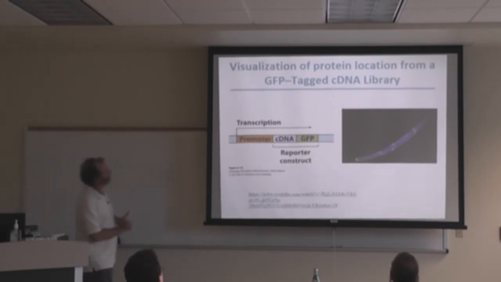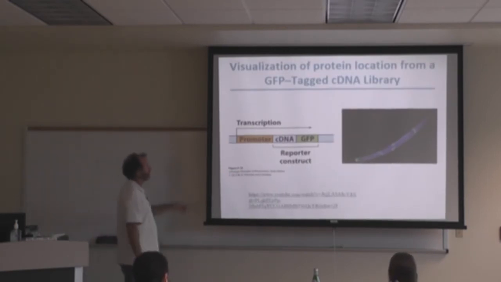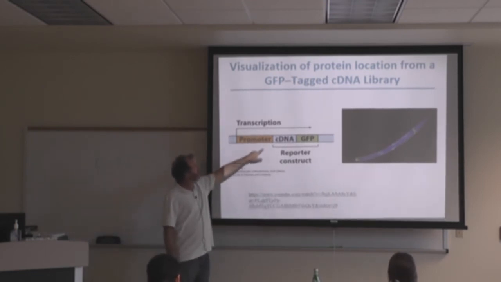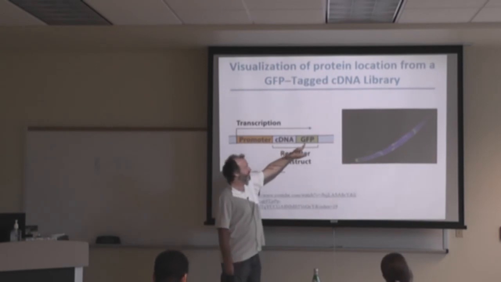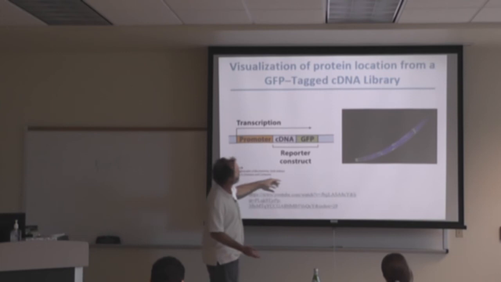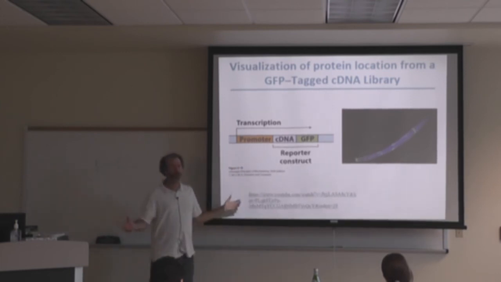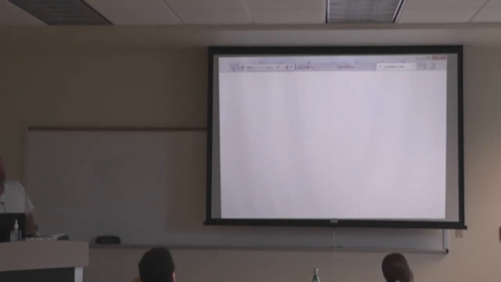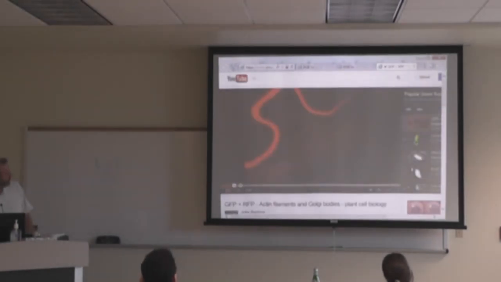Or visualization of protein location from a GFP-tagged cDNA library. You can make a cDNA library and have each construct be a fusion protein with GFP. Then you express it in a cell and see where those proteins are. I found this little movie here that I think has RFP. It's super fast, 4 seconds long.